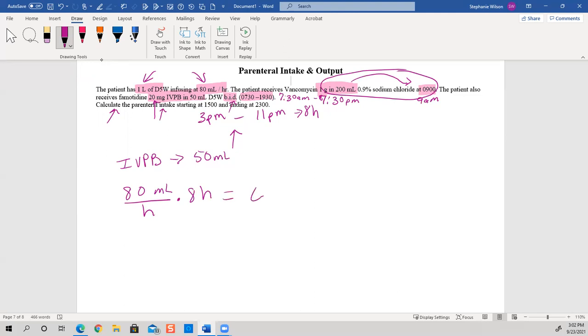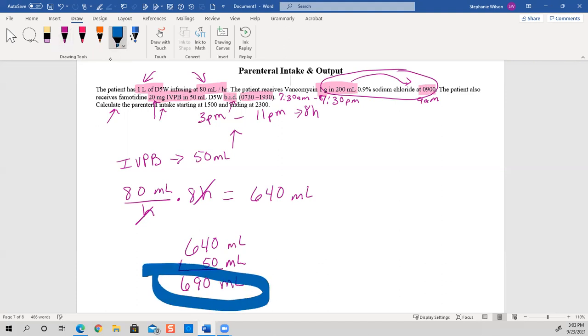8 times 80 is 640. Reduce the H, leaves me milliliters. So now I can calculate this together and be able to tell you the total intake for this patient. And it'd be 690 milliliters for the total intake for this patient, the parental intake.